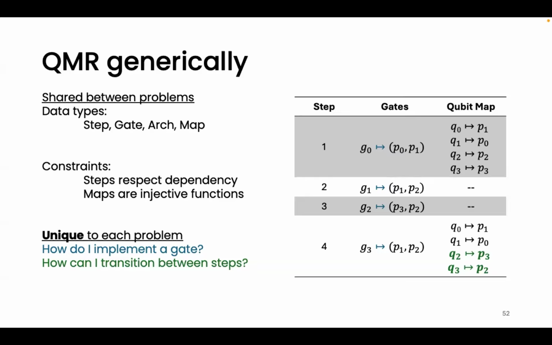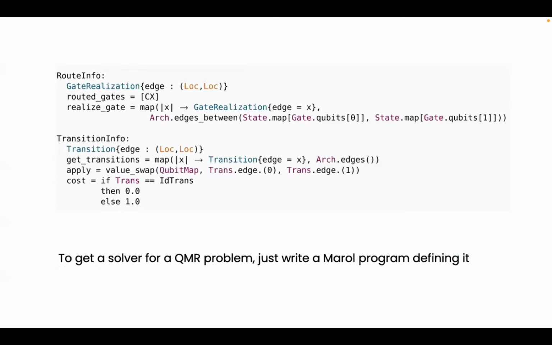So the idea of our language, Merrill, is to facilitate describing the answers to those questions. Each of these blocks is going to be answering one of those questions. The route info is the block for the first question. We define this struct, the gate realization, that has to appear in every one of these files, that says what is the data that is contained in an implementation of a gate.